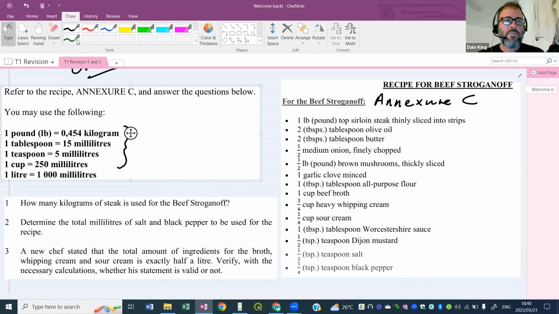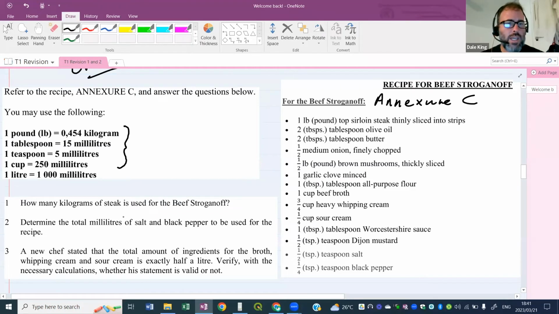All right. So now we look at the recipe. There's a lot there. You need steak, you need olive oil, butter, medium onions, and so on. I'm not going to read through every single one, but we'll keep it there. We might need to refer to it.